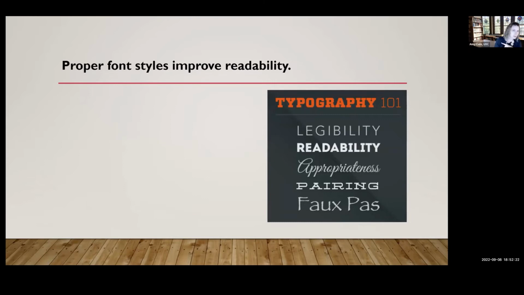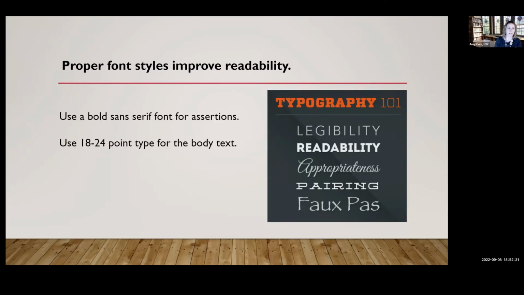Another little tip, I'm a big fan of typography and fonts. So throughout this presentation, I've tried to keep the same font. It's Gill Sans. The research that I saw said bold fonts, of course, at the top for your assertions. That font at the very top is about 32 point, and I use about 18 to 24 point type for the body text. Don't go much below 18.